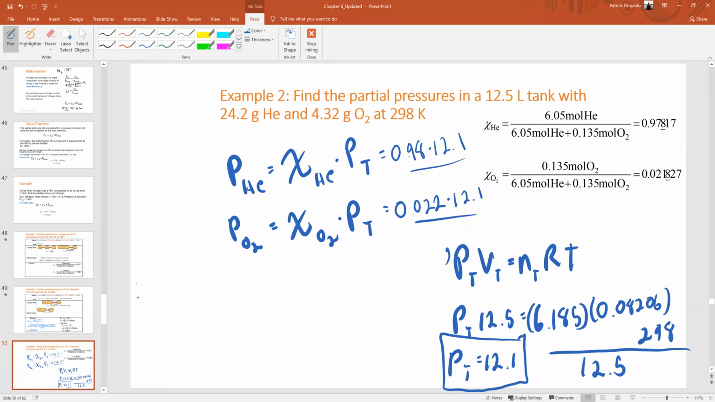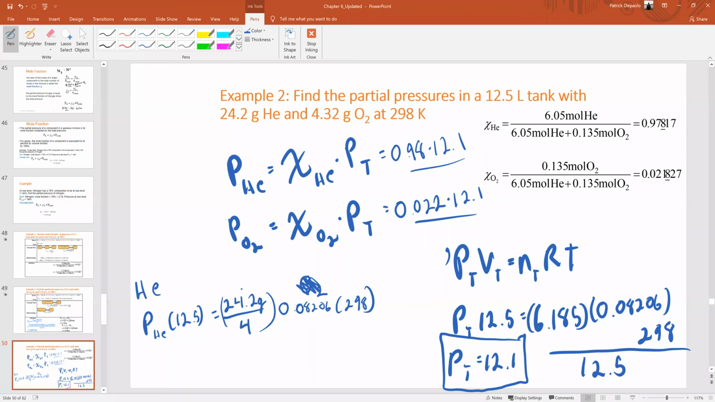So I'm going to set those up for helium and oxygen. For helium, P helium we don't know. V is 12.5, because the volume is always constant for a container, equals n. The moles of helium we don't know, but we can figure it out with the grams: 24.2 divided by 4 is how many moles it is, times R, 0.08206, times T, which is 298. So you're solving that one for helium.